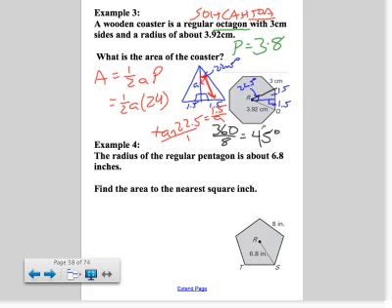I'm running out of some room here. Hopefully I gave you more room on your notes than I gave myself. As I work through this, I get A equals, skipping a couple steps, 1.5 divided by tan 22.5. And if I'm not mistaken, let me grab my calculator real quick.